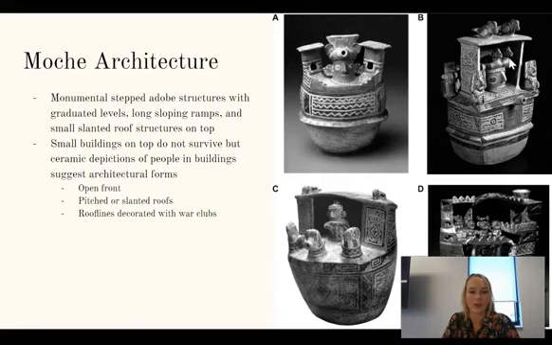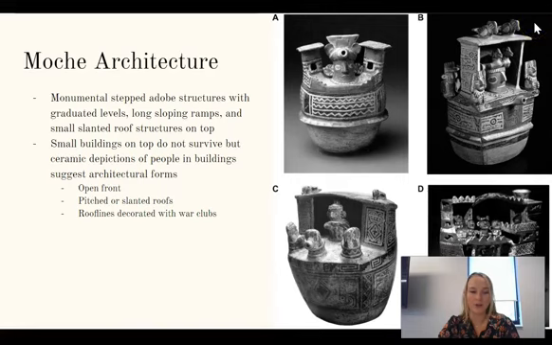So Moche architecture is made up of monumental stepped adobe structures that include graduated levels, long sloping ramps, and small slanted roof structures on top of them. The small buildings that are on top of these monumental structures don't survive into the modern era. However, we do have a lot of illustrations that suggest architectural forms in Moche ceramics. So many of these include open fronts, pitched or slanted roofs.